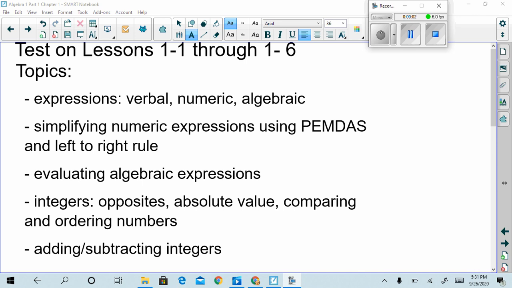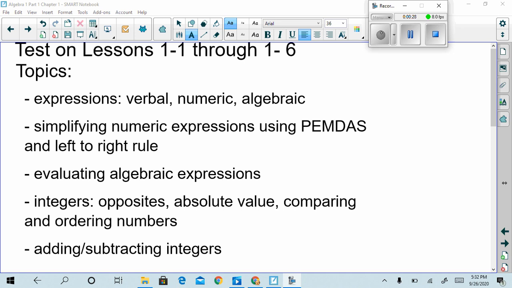As I promised, today is about review. Our test is next class, so I wanted to go over some of the topics that we will be seeing on this assessment. Back to expressions, both the verbal, numeric, and algebraic. We'll do some simplifying using order of operations and the left to right rule. We'll evaluate the algebraic expressions when I give you values of the variables.